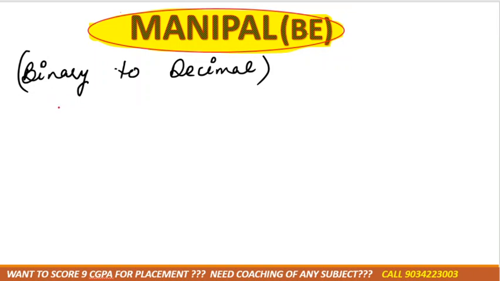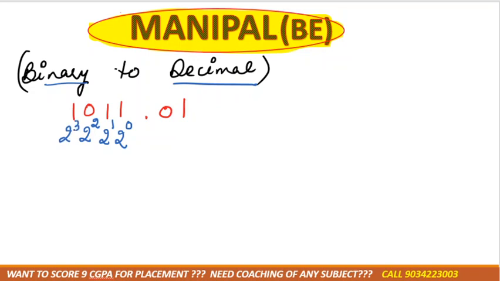Okay, suppose we have the binary number 1011.01. You need to convert it into decimal form. How will you convert it? It is in binary form, so write down 2 raised to power 0, 2 raised to power 1, 2 raised to power 2, 2 raised to power 3. We always start from the opposite side, from here. Got it? Next, after the point we write 2 raised to power minus 1, 2 raised to power minus 2.